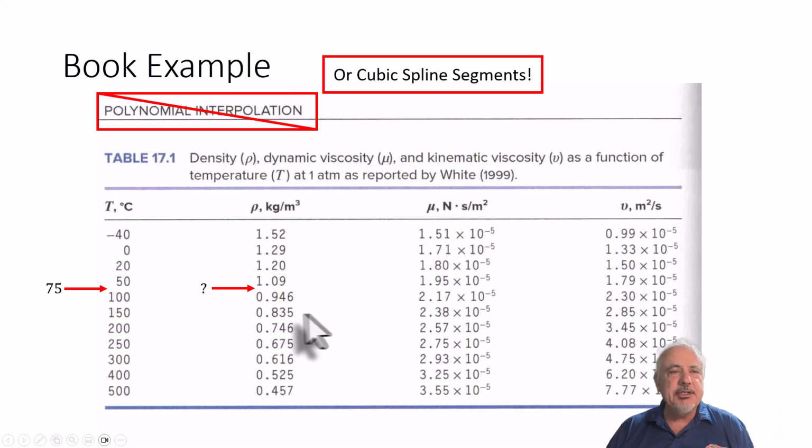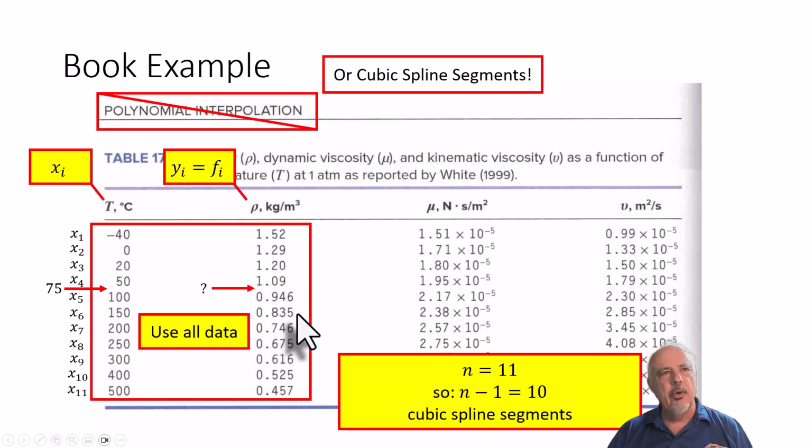For cubic spline segments, on the other hand, we actually use all of the data. We take the 11 data points that we had and we fit cubics between each pair of points. That's called a spline. We're going to have cubic splines that go between each pair of points. The first cubic spline would go between x1 and x2. The second would go between x2 and x3. The fourth would go between x4 and x5.